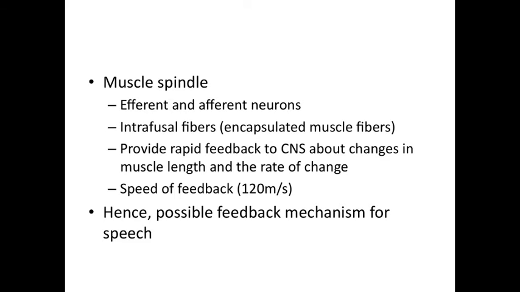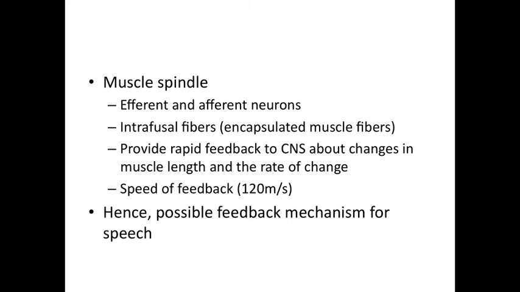Now these muscle spindles, what do they do? The purpose of the muscle spindle is to provide rapid feedback to the central nervous system about changes in the muscle length and the rate of change. So we talked about the velocity, we talked about stretching and contracting, right? The muscle spindle has receptors that sense these changes in muscle length and rate of change, and it provides feedback to the central nervous system. The velocity of this feedback is about 120 meters per second. That is pretty fast, rapid.